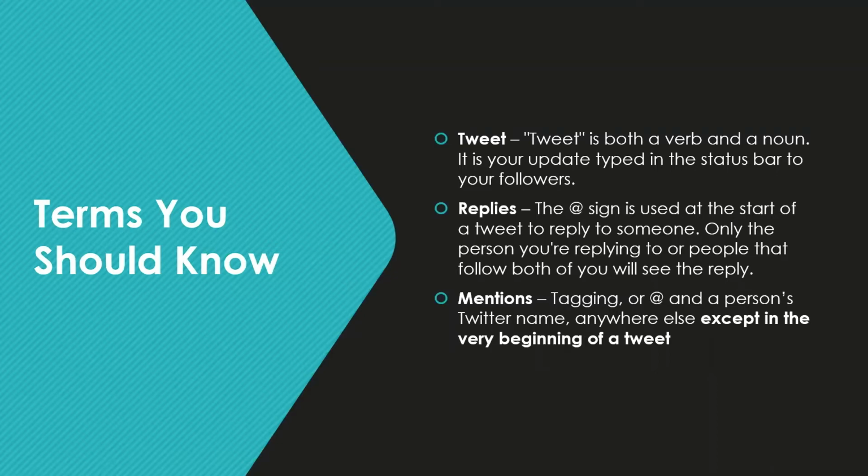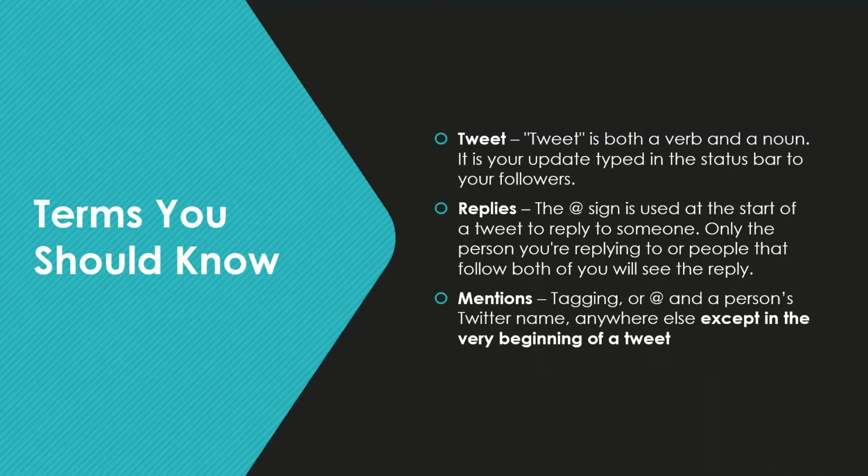Replies, that's when you use the @ at the start of a tweet to reply to someone. Only the person that you're replying to or people that follow both of you will see the reply. Usually if you want to respond to a tweet, there is a reply button directly there, and the person's username will show up that way, but you can also type it manually.